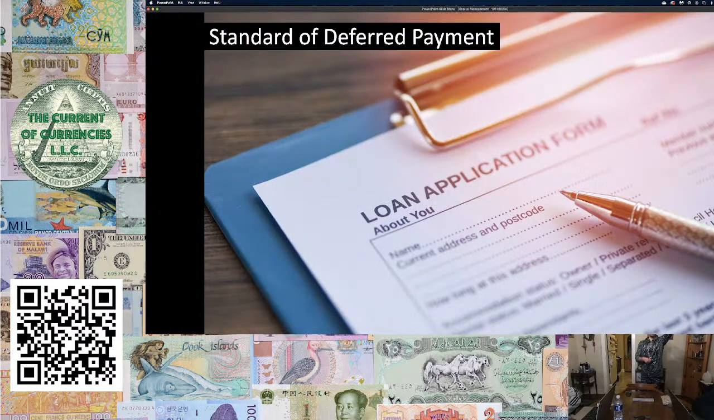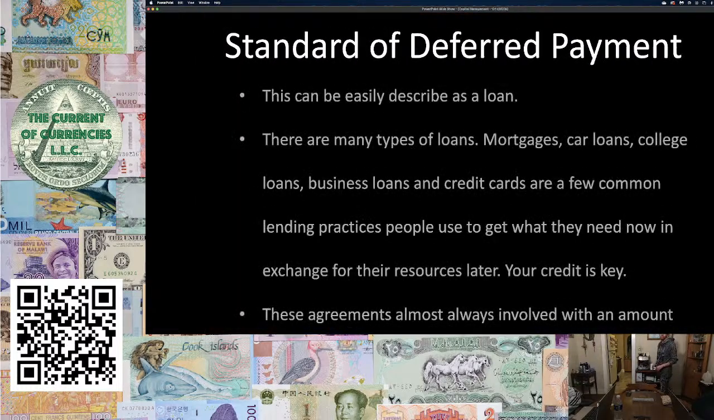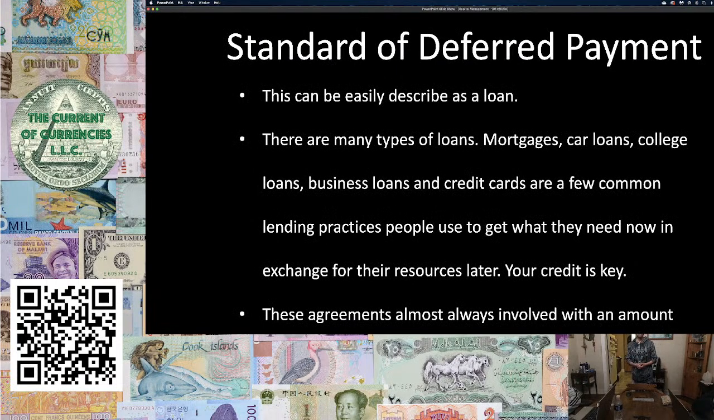Have you guys ever heard the term standard of deferred payment? To put it simply, it's a loan. You're getting a service or an amount of currency now for a return with interest later. I know that's just a technical term, and I like to stick with it, but it's a loan, to put it simply. There are many types of loans: mortgages, car loans, college loans, business loans, credit cards, and a few other lending practices people use to get what they want now in exchange for their resources later.